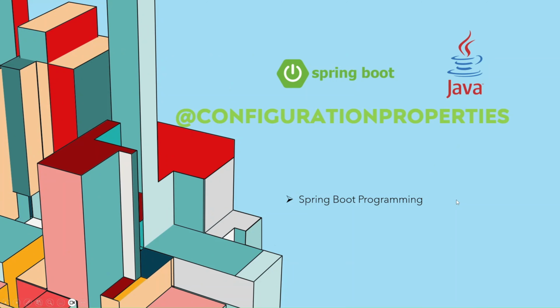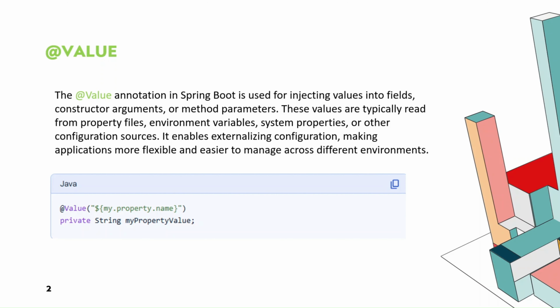Good morning. Today we are going to discuss the ConfigurationProperties annotation from Spring Boot. Before that, let's explore the @Value annotation a little bit. The @Value annotation in Spring Boot is used for injecting values into fields, meaning variables. Those values we will be using in a constructor, function or method.